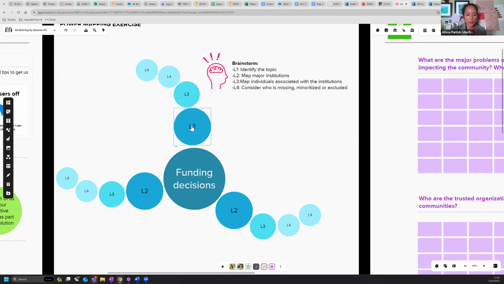So who are those major institutions that make funding decisions, or impact funding decisions, in your community? You can come off mute, you can put them in the chat, you can put them in the bubble, but I'm happy to put them in here for you based on the discussion. HUD. I was wondering if that was going to be the first one.